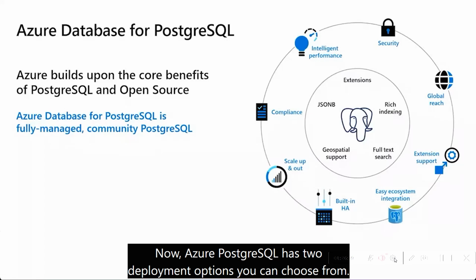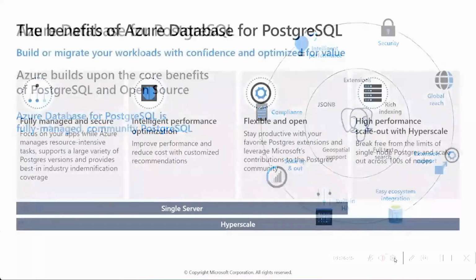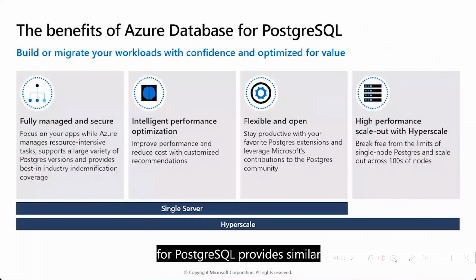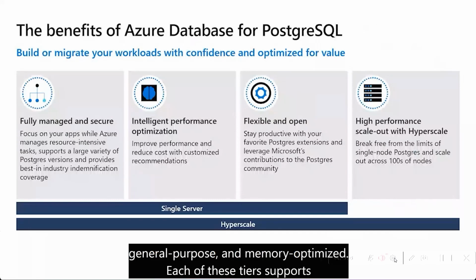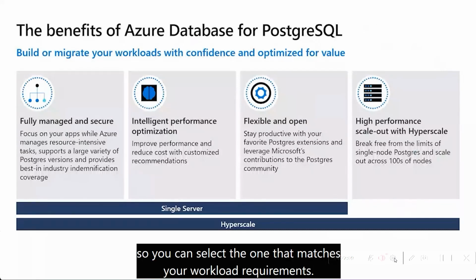Now, Azure PostgreSQL has two deployment options you can choose from: a single server or hyperscale. The single server deployment option for PostgreSQL provides similar benefits as the Azure MySQL database. You choose from three pricing tiers: basic, general purpose, and memory optimized. Each of these tiers supports different numbers of CPU, memory, and storage sizes, so you can select the one that matches your workload requirements.